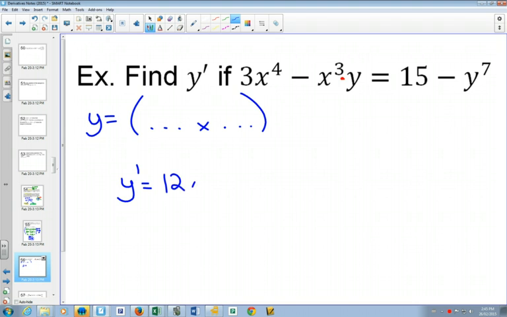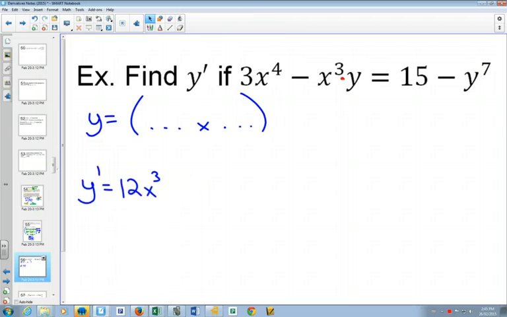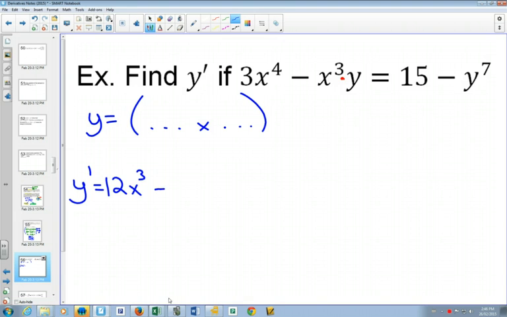That's just 12x cubed. A little bit of foreshadowing here, I'm going to move this over. 12x cubed minus, bracket. Here we have the product rule. Okay? We can keep the second one the same, which would just be y, times the derivative of the first, 3x squared, plus keep the first one the same, which is x cubed.